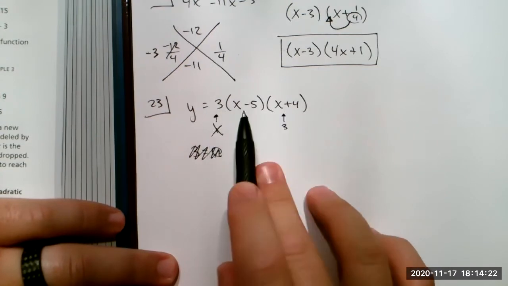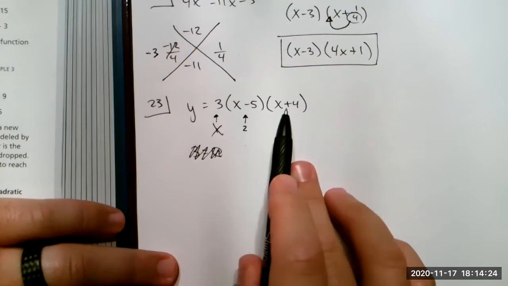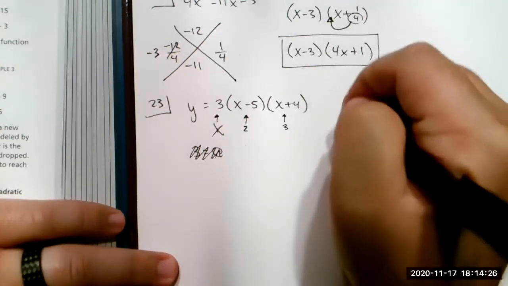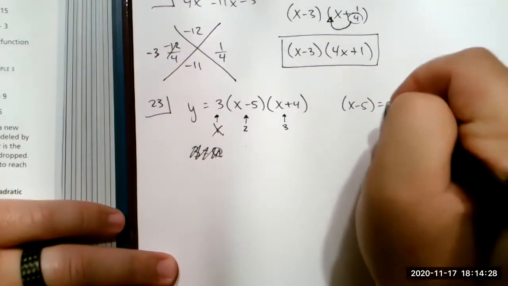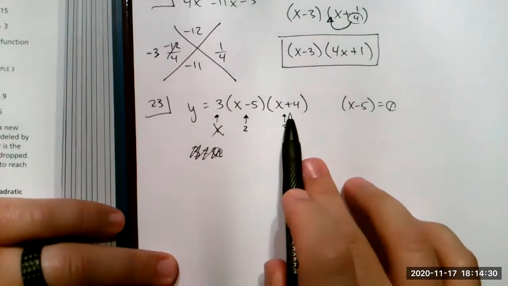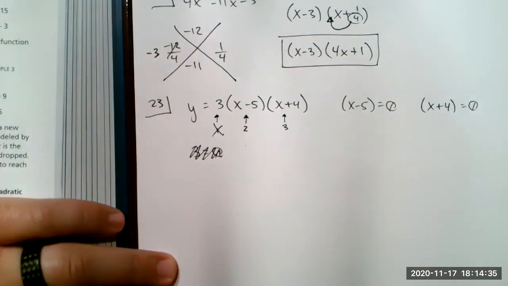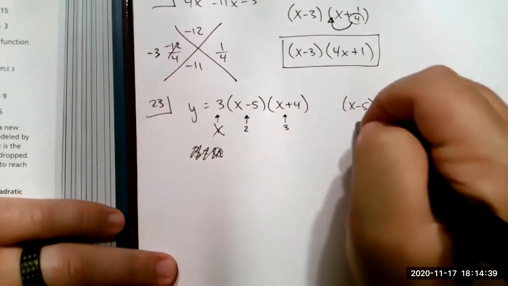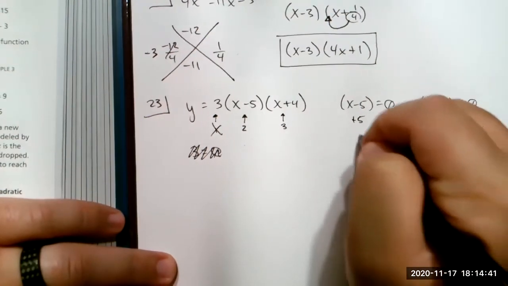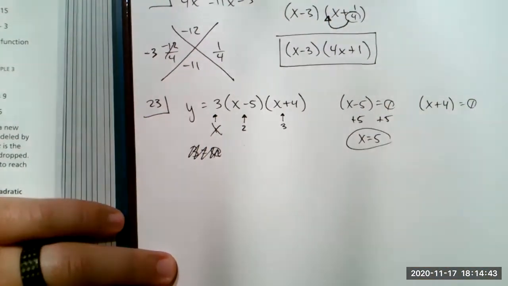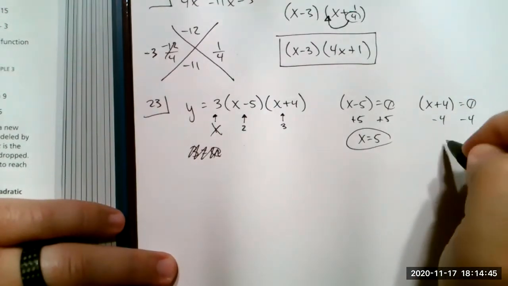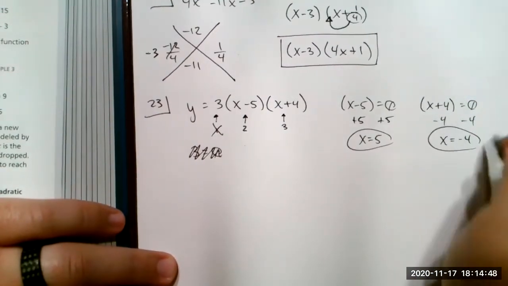But these do have x's, right? These factors, these things that are being multiplied. So I'm going to take x minus 5 and set it equal to 0. And then I'll take the other factor, x plus 4, and set it equal to 0. So now I'm just ready to solve it. I'll add 5 to both sides, so I get x equals 5. I'll subtract 4 from both sides, so I get x equals negative 4.